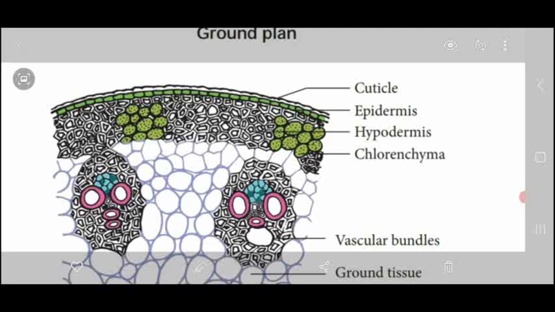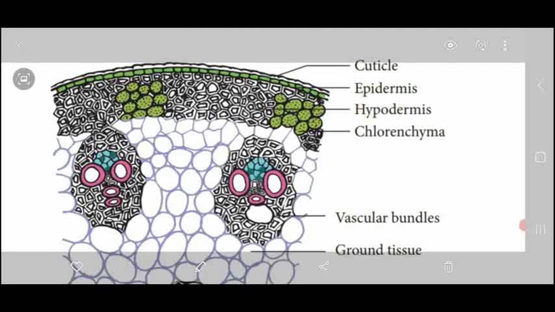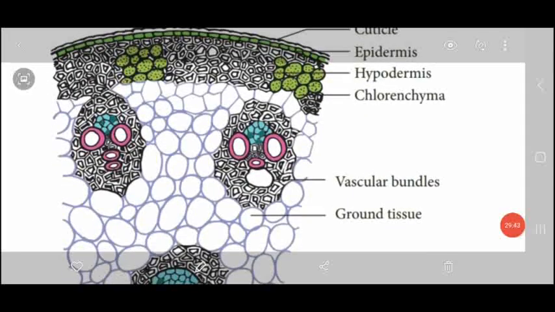Dear students, this is the transverse section of monocot stem. Outermost layer epidermis is covered with cuticle. Inner region is made up of sclerenchymatous cells, interrupted by, I told you, alternate chlorenchyma cells which contain chlorophyll pigment and do the photosynthetic function. The sclerenchyma hypodermis gives the mechanical support. Then inner to the hypodermis, the region is called ground tissue. Many vascular bundles are scattered in the ground tissue region.